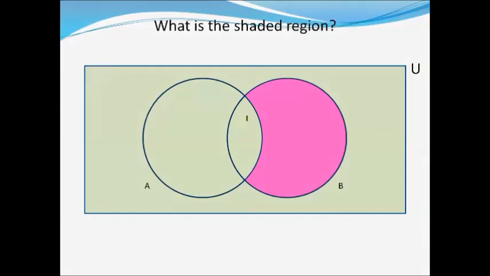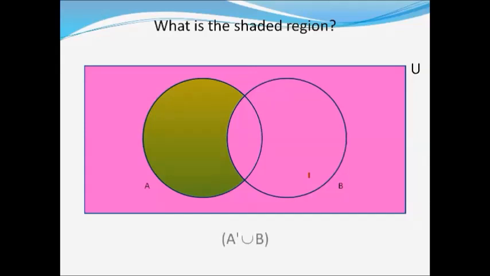So now let's try to do this. What is the shaded region? This is just an example. The shaded area here is B, so it means B intersection A prime. Next, what is the shaded region? This is A prime union B.